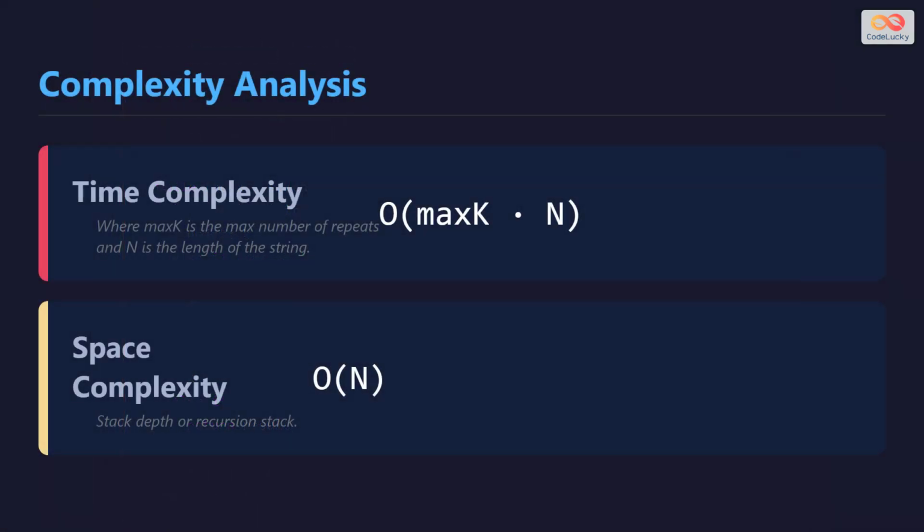Let's talk about performance. The time complexity is roughly big O of max k times n, and this is because the output string can be significantly larger than the input string, depending on the repeat count k. The space complexity is big O of n to store the stack or the recursion depth.